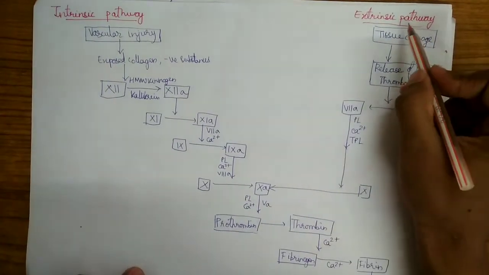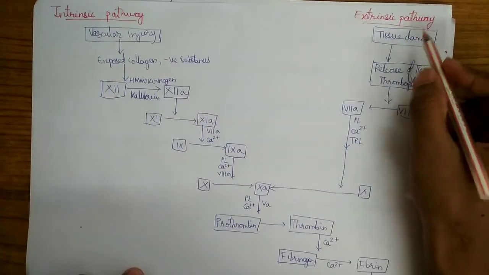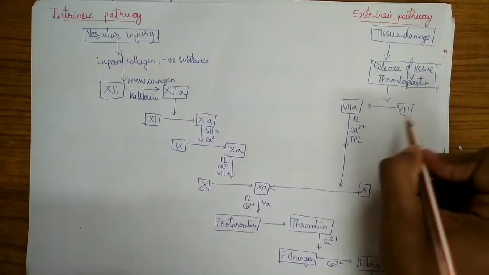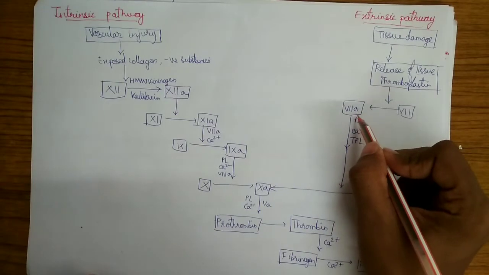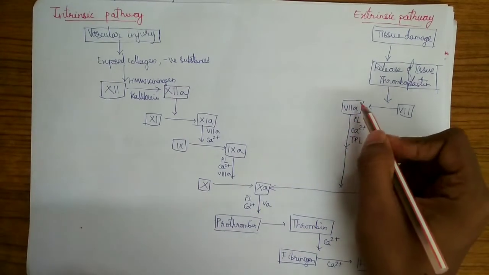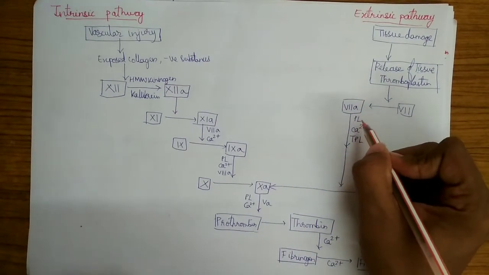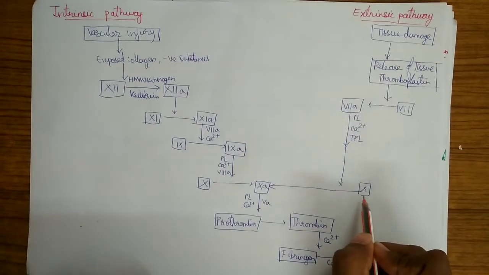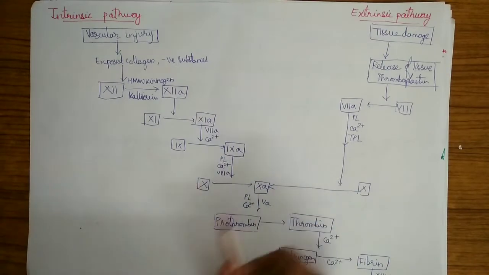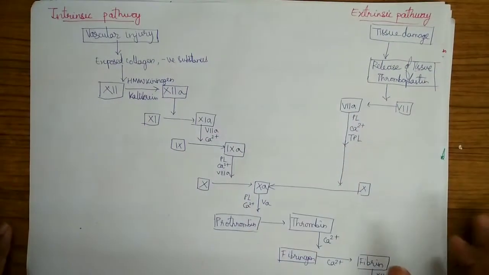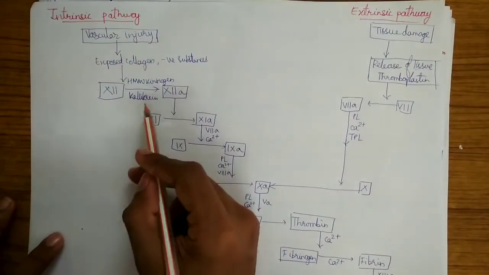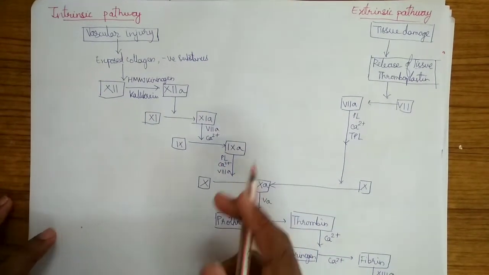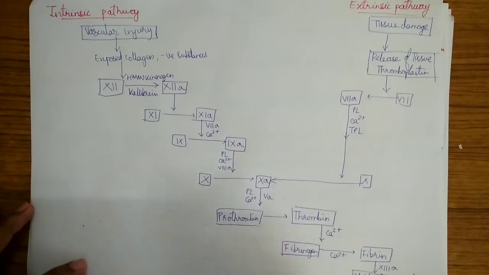Coming to the extrinsic pathway, there will be tissue damage, due to which there will be release of tissue thromboplastin, which will activate clotting factor 7 to its activated form. Then this activated clotting factor 7, with the help of phospholipid, calcium and tissue thromboplastin, activates clotting factor 10 into the activated form. So this is a positive feedback mechanism. One step activates the other step and the other step activates the next step. So it goes on until the final product is reached.